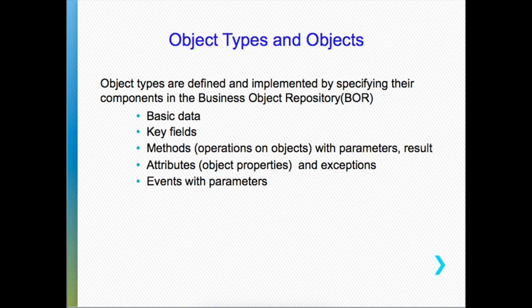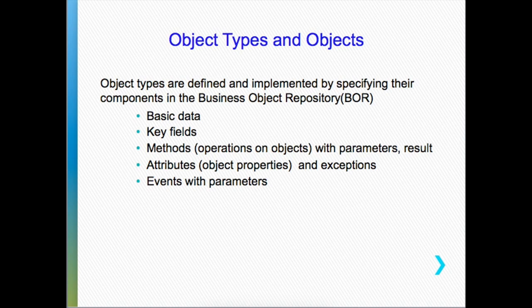Object types are defined and implemented by specifying their components in the BOR. In SAP, the T code is SW01, where you can check the business object repository or business objects. In simple terms, we call them a business object. Business objects are defined by basic data, key fields, methods, attributes, and events. We can check out what those things are.